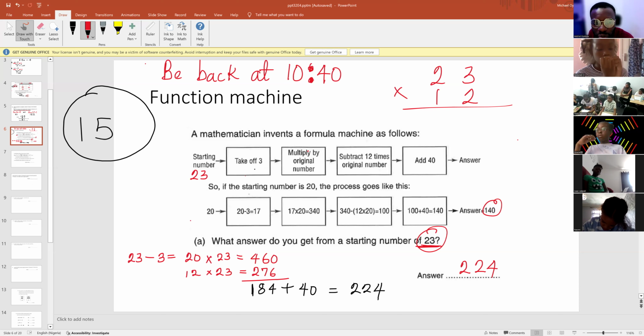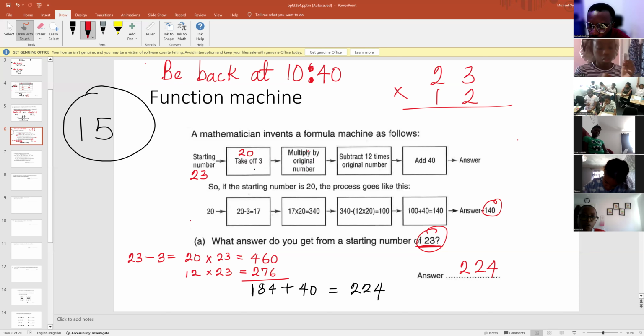So Zoe, what is the next thing to do? You have to take away 3. Take away 3. So when we take away 3, what will be the answer in this first box? 20. Yes, good. What is the next instruction in the next box according to the machine? Multiply by the original number. What are we multiplying by the original number, Zoe?